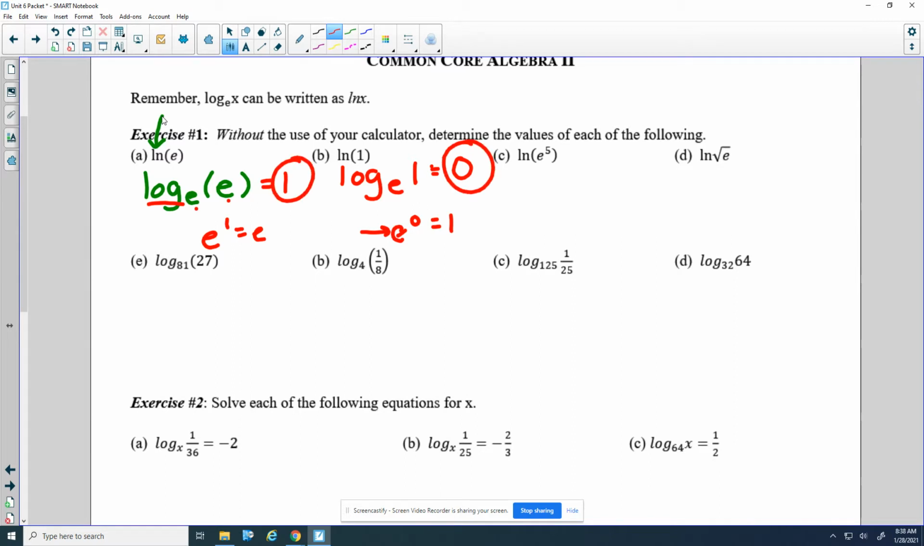So why don't you try some of the rest of them? These are really just making sure you understand that e. So if you've done this one, what exponent for e gives me e to the 5th? That exponent is 5. This one, what exponent for e gives me the square root of e? Well, the exponent that means the square root is the 1/2 power.